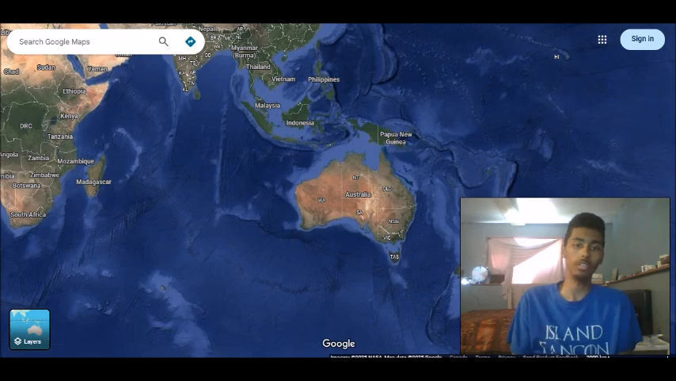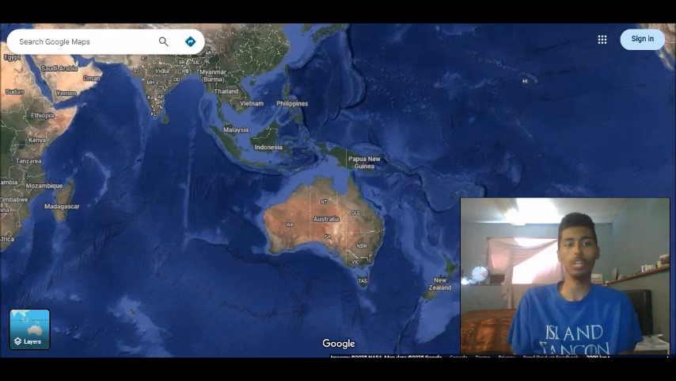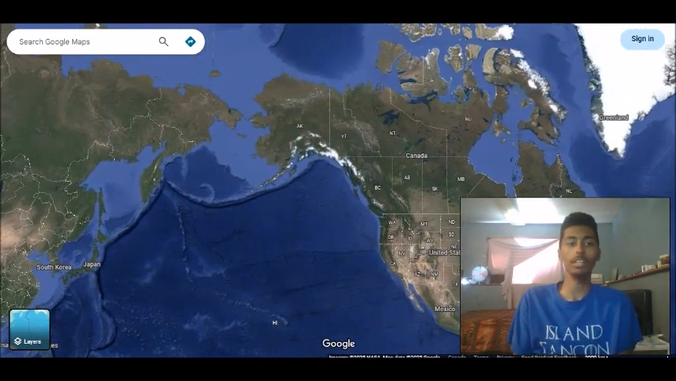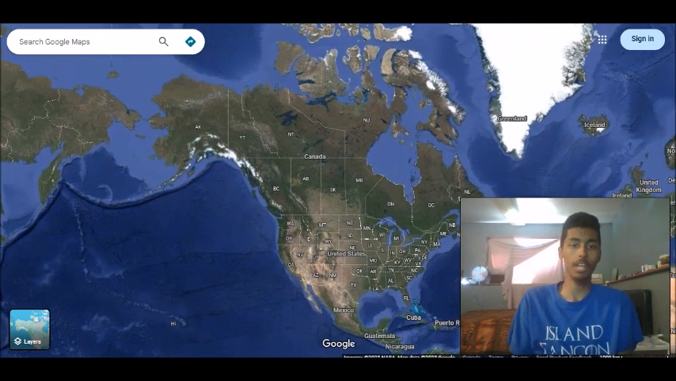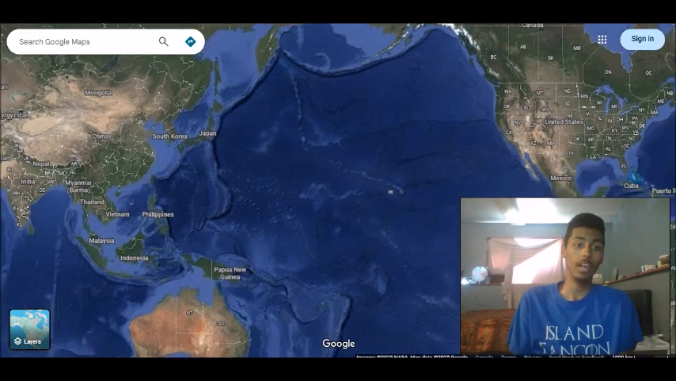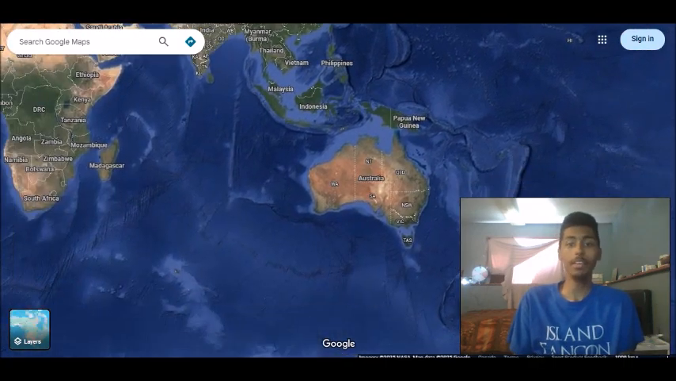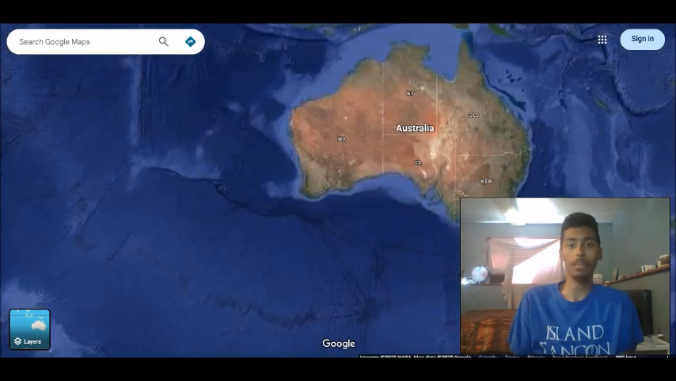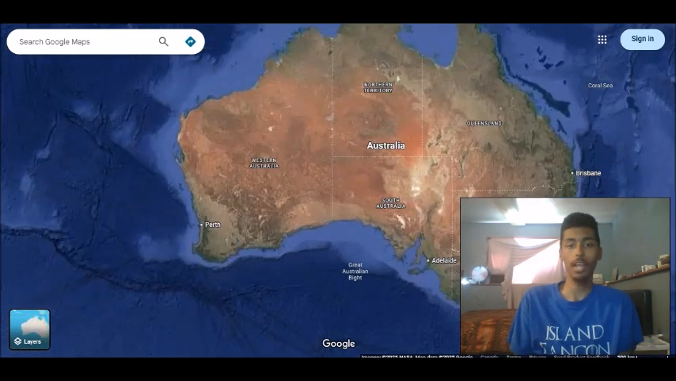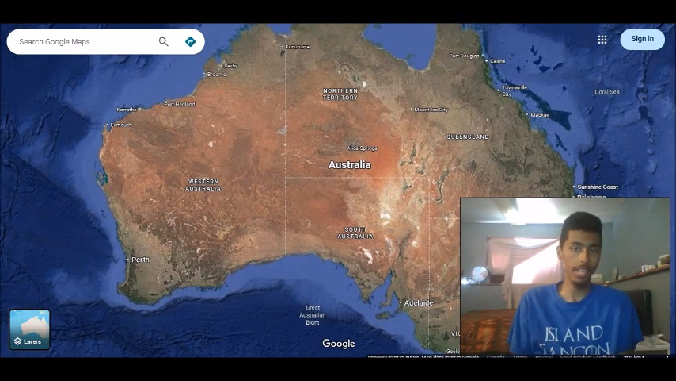So this whole entire thing right here, this whole entire island, that is Australia. So if we head over here, we can see that Australia is actually not that far away from Canada, because right here above the United States is Canada. It's right next to Greenland as well. So yeah, it's not really that far away from Canada. So we're going to be learning a little bit about how the Australian states and territories got their names.